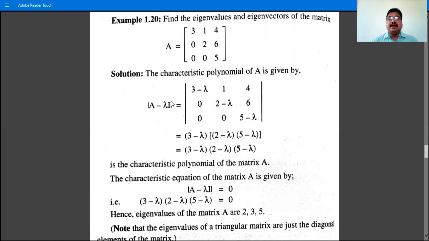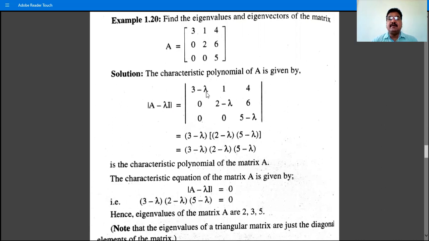That is, first find the characteristic polynomial, that is, find the determinant of lambda I minus A, or the determinant of A minus lambda I. So what is A minus lambda I? It is 3 minus lambda, 1, 4, then that is A, then minus lambda, and I is the unit matrix of order 3 by 3.